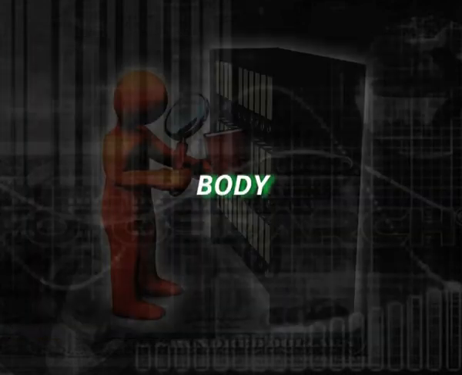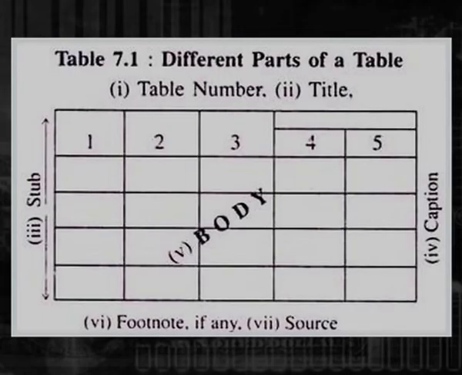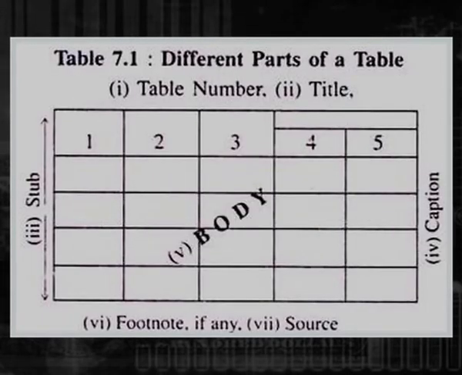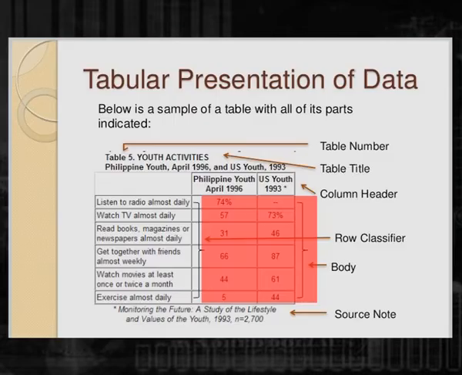Fifth one, body. The body of the table contains the numerical information. This is the most vital part of the table. Data presented in the body are arranged according to the descriptions or classifications of the captions and stubs.